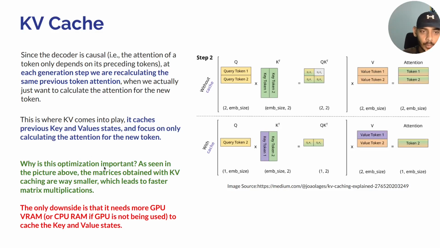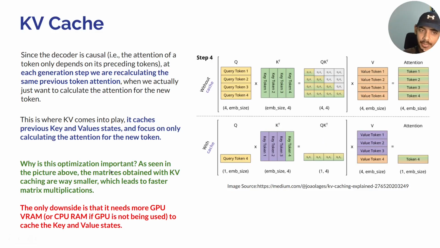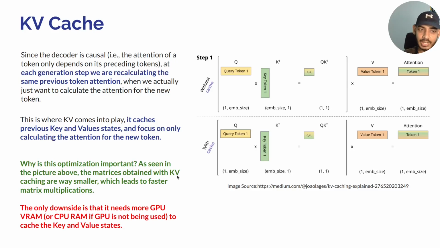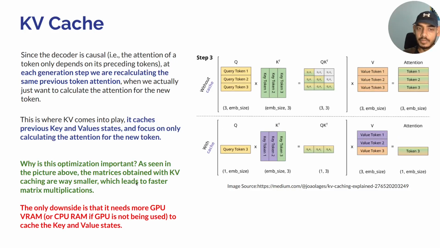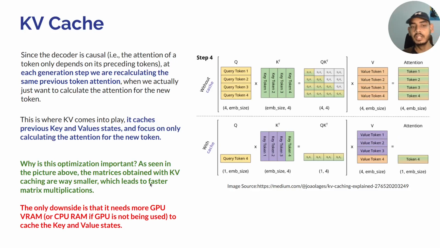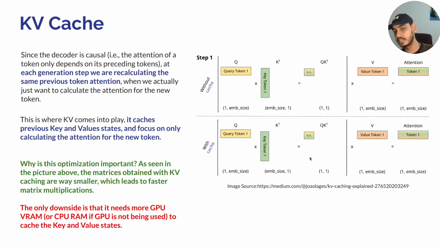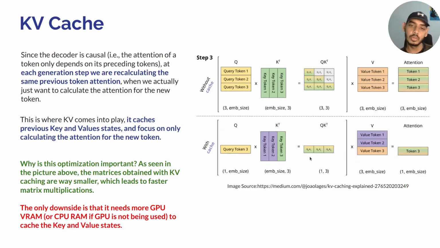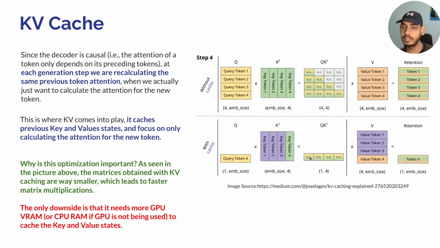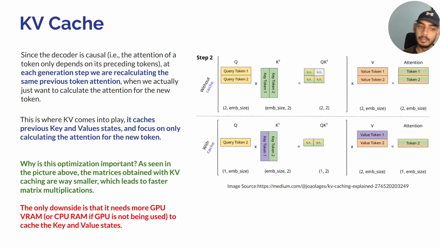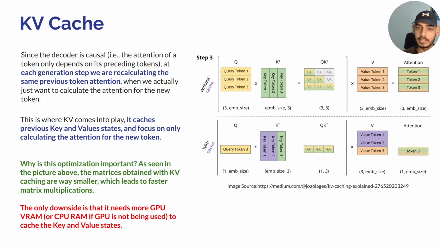So why is this optimization important? As seen in the picture above, the matrices with KV caching are way smaller, which leads to faster matrix multiplication. The only downside is that we have to store these key-value pairs somewhere, in CPU RAM or GPU RAM. So that is the storage part that comes into the picture.